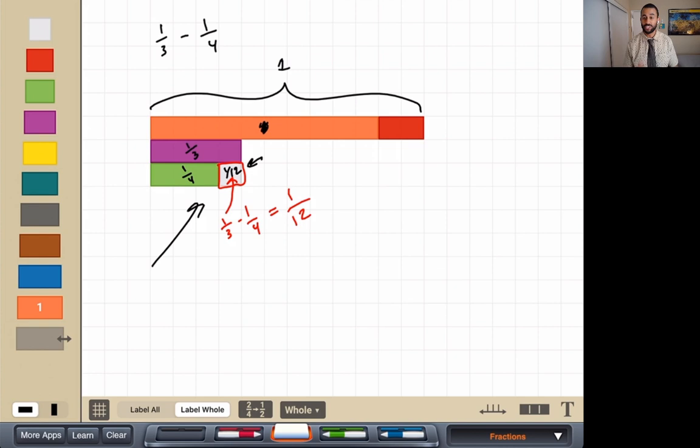In fact, if you were to show this on a number line, you could do exactly this, right? You're basically showing that space between those. So that's how you do it. So I'll stop right there. I'll stop with that example. That's how you would do this model. Now we can actually see that the answer is 1/12.